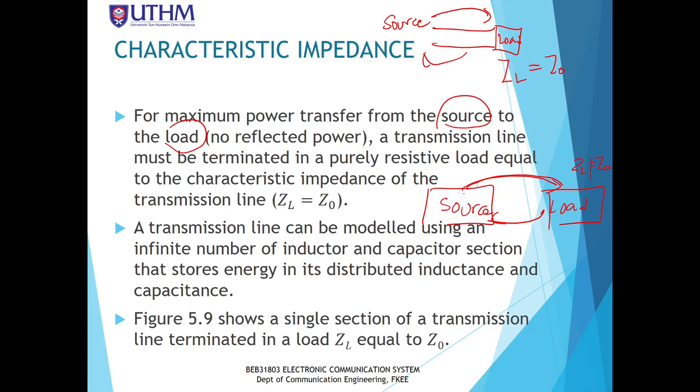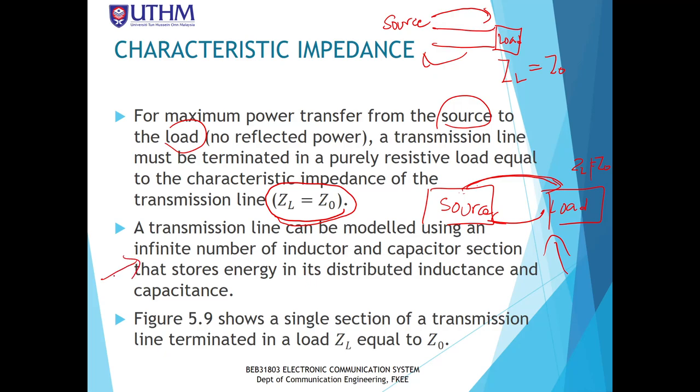Okay, so a transmission line can be modeled. About this concept, we're going to see later what happens if the load has different values of impedance. Okay, apa jadi kalau load itu mempunyai impedance yang berbeza dengan characteristic impedance? Okay, so just remember that if you want to have a maximum power transfer, we need to make sure that the load impedance is equal to the characteristic impedance. Otherwise there's going to be a return wave. Okay, so we're going to see about this later in the next slides.